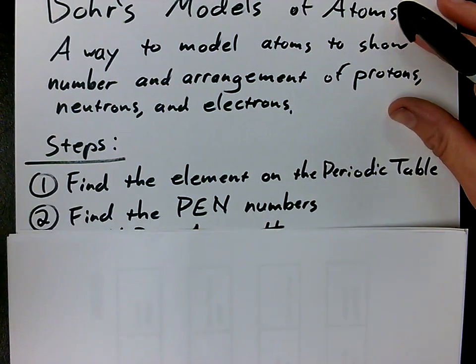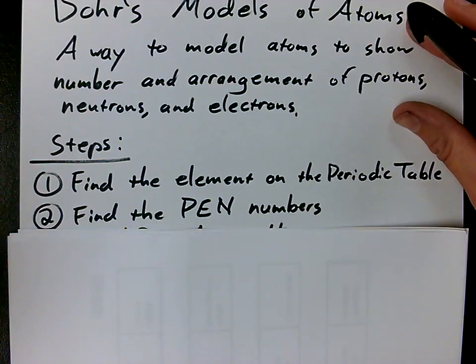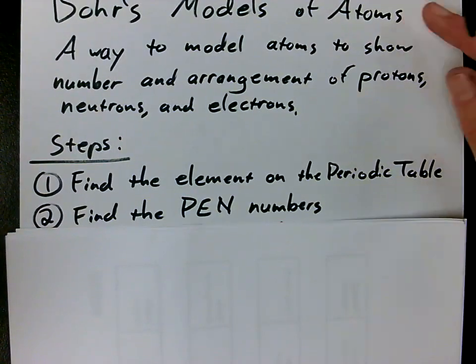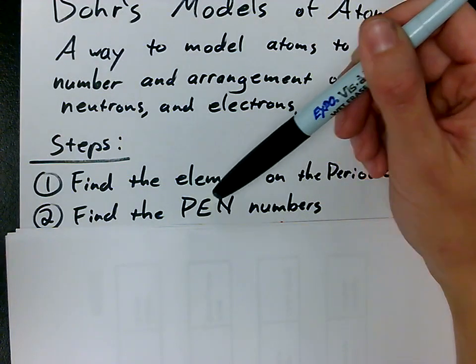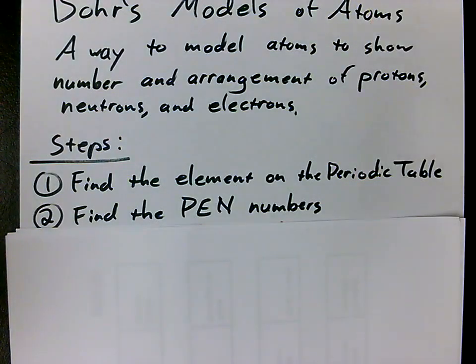Second step is a little bit drawn out. There's multiple sub-steps. So it's going to be find the pen numbers. What I mean by that is protons, electrons, neutrons. I found last year that I was saying find your numbers of protons, neutrons, and electrons way too often, and it was going to be easier if I just found a little acronym like that, so that's what I did. All right, so find our pen numbers.